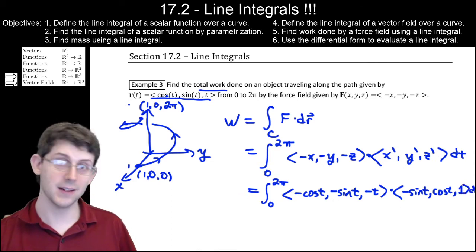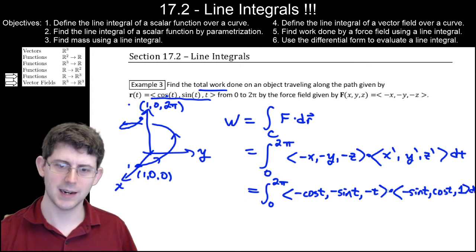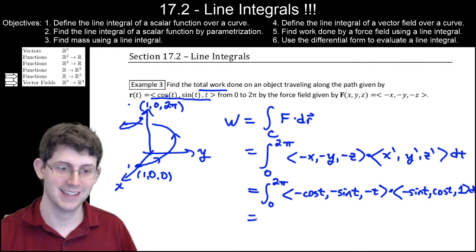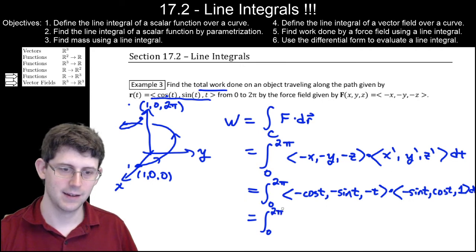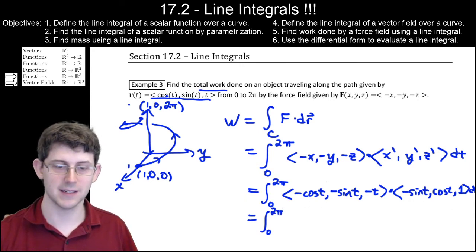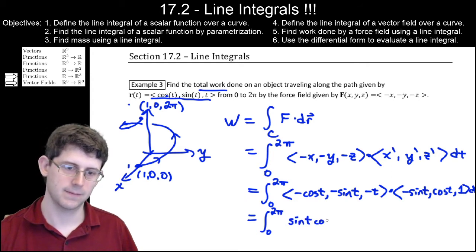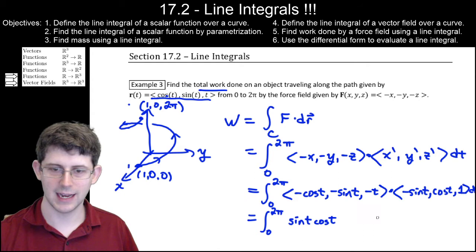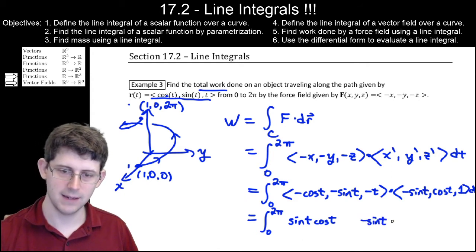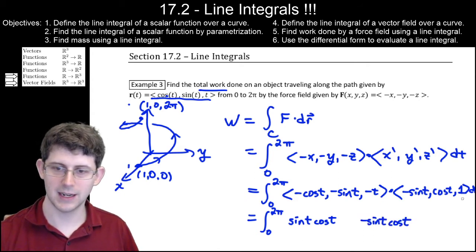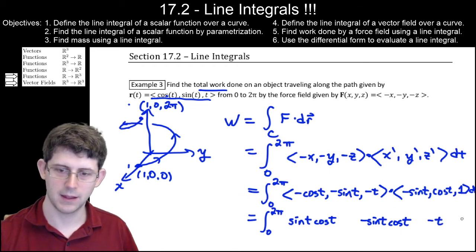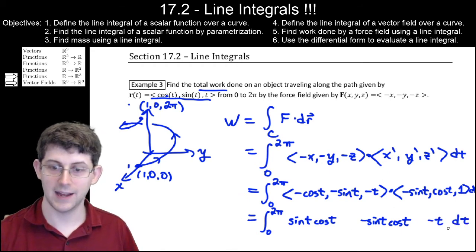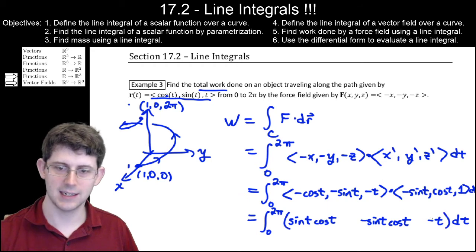Now I have everything in terms of t, but I've got a dot product in here. How do I deal with the dot product inside an integral? The answer is just do the dot product. So I multiply each component and add up the results. I'll have sine t times cosine t. In the y component, I have minus sine t cosine t. In the z component, I have minus t times 1. Add all these together, and then I'm going to integrate it dt.